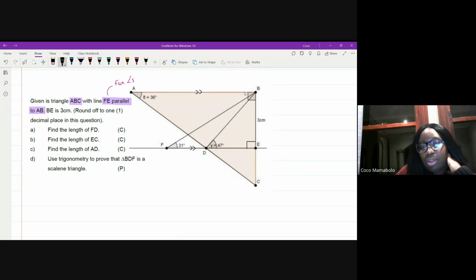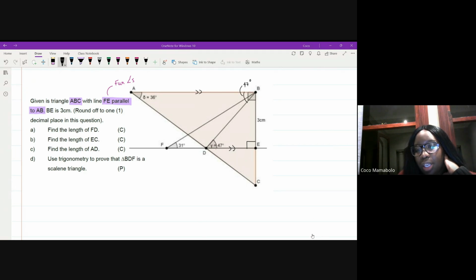Okay, so we know that this whole angle here is 47 degrees. We want the length of FD. That's going to be difficult. Let me just move this. Let me see what else we've got here.